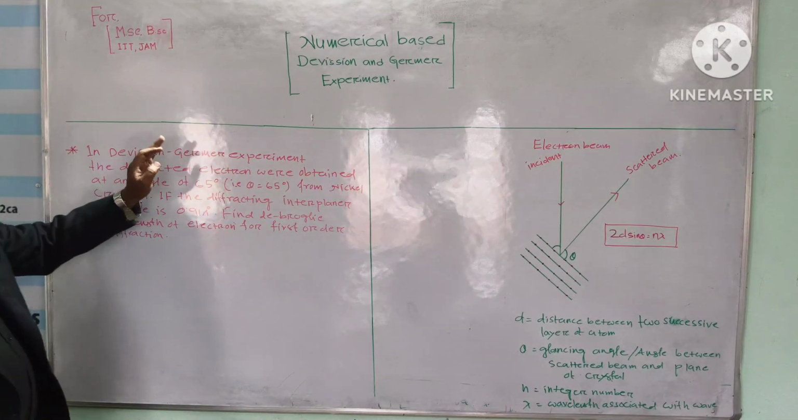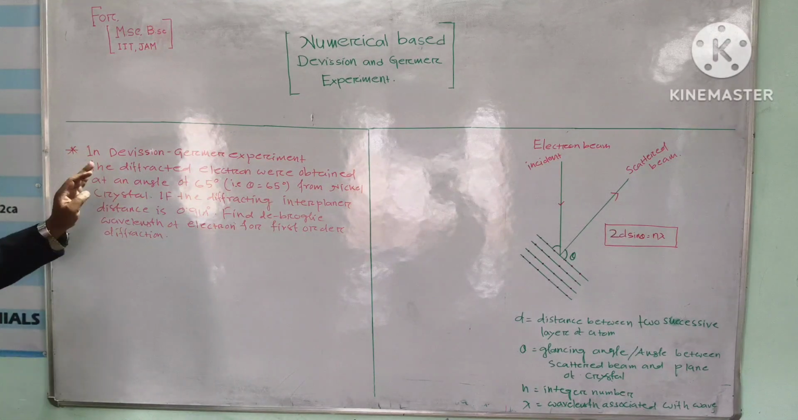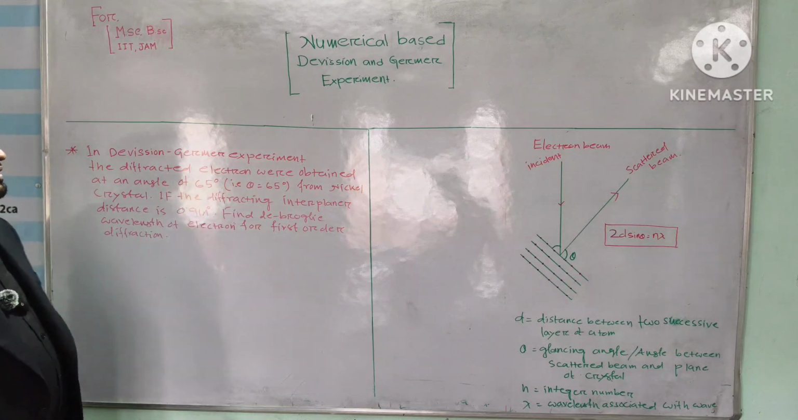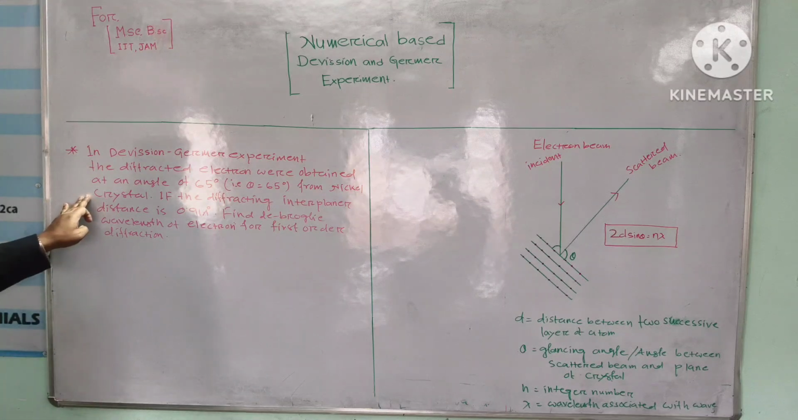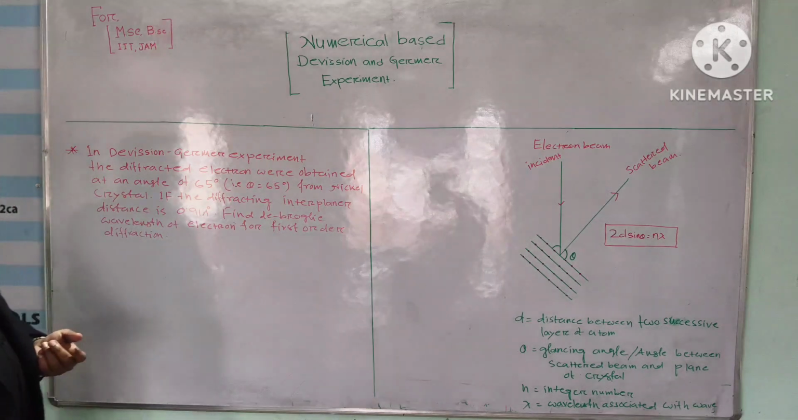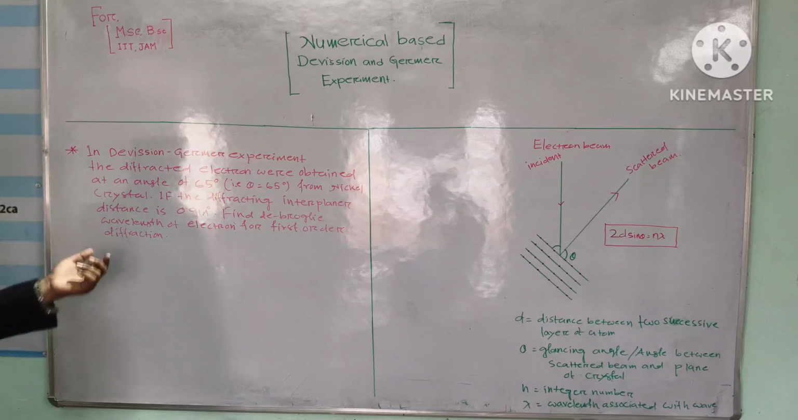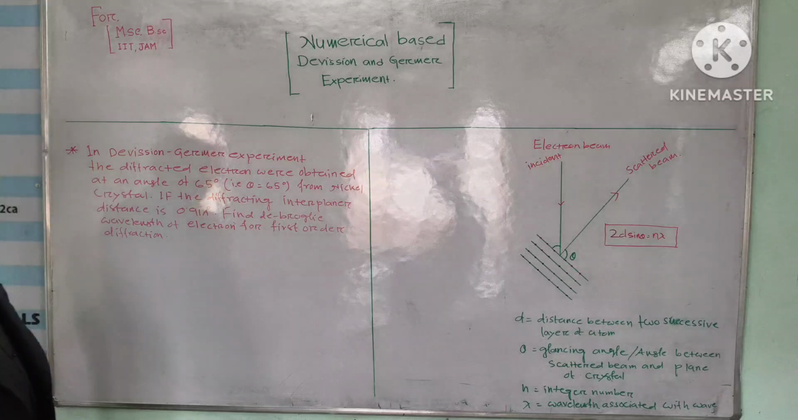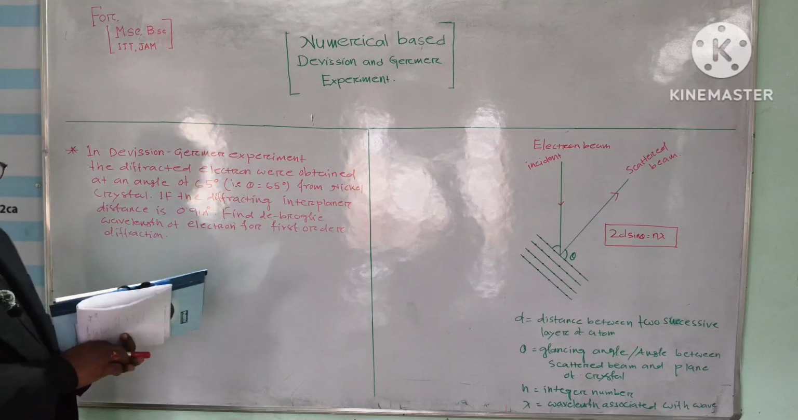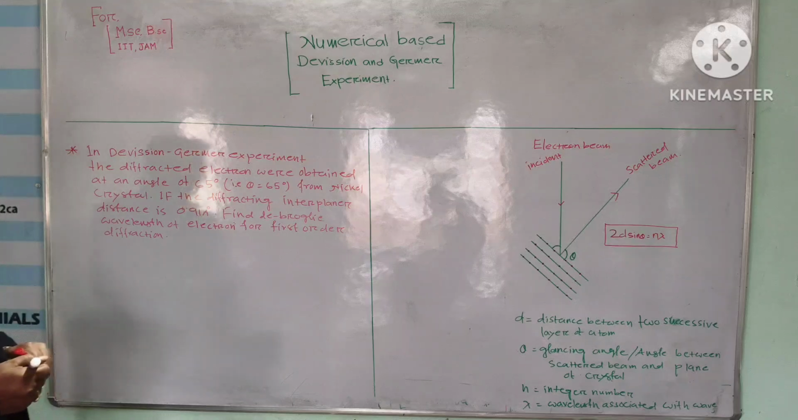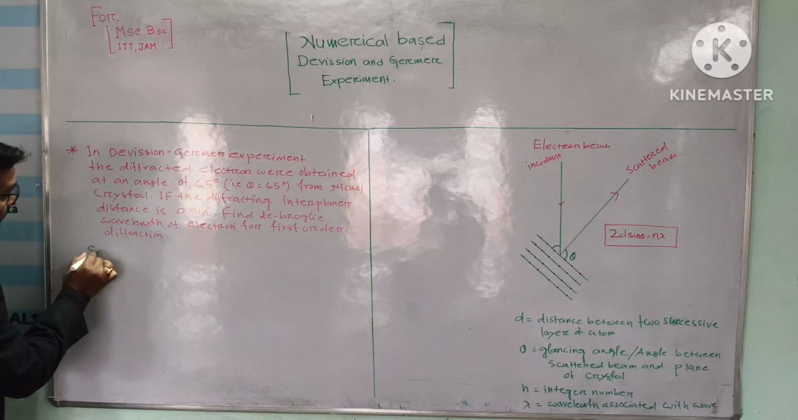In the Davisson-Germer experiment, the diffracted electrons were obtained at an angle of 65 degree, that is theta equals 65 degree, from a nickel crystal. If the diffracting interplanar distance is 0.91 angstrom, find the de Broglie wavelength of the electron for first order diffraction. Okay, so we are going to solve this problem. The given information of this question, solution.